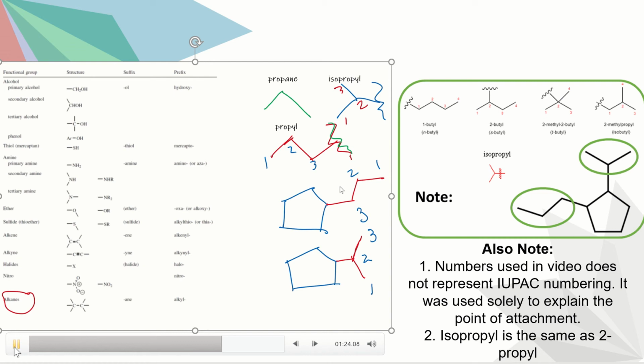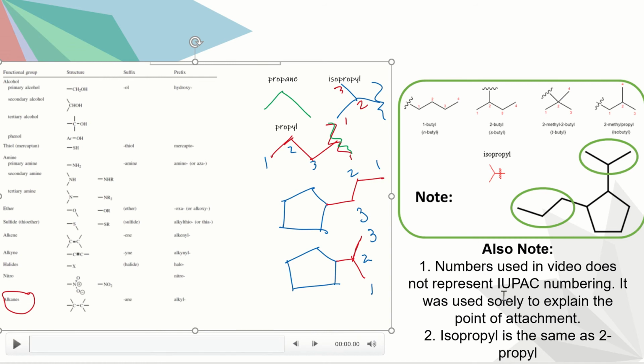And so as seen in our 2 structures below, these are examples. We see our cycloalkane here, and the point of attachment is to carbon 3. And then for our second cycloalkane, the point of attachment is to our carbon 2. I hope that clears it up.